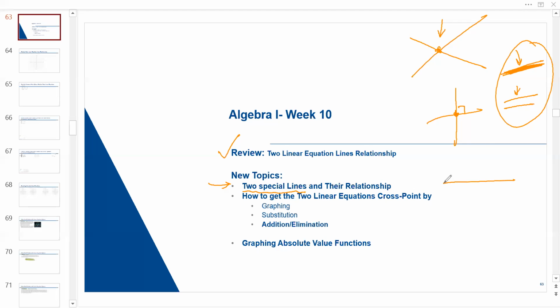One is the horizontal line. When there are two lines and one line is a horizontal line, if the other line is parallel to this horizontal line, it means another horizontal line, right? If another line is perpendicular to this one, it has to be a vertical line, right? Just keep this in mind.